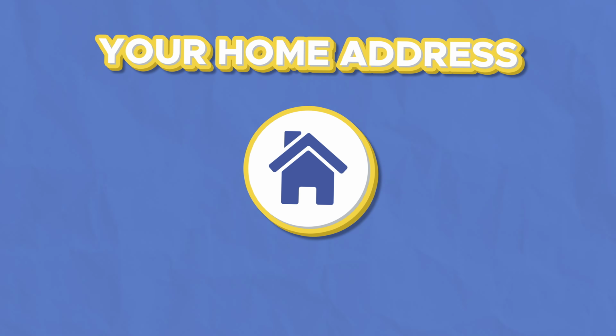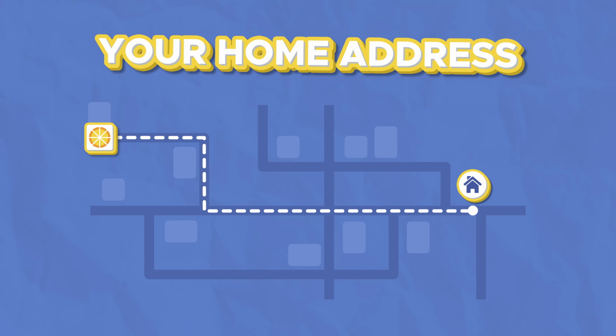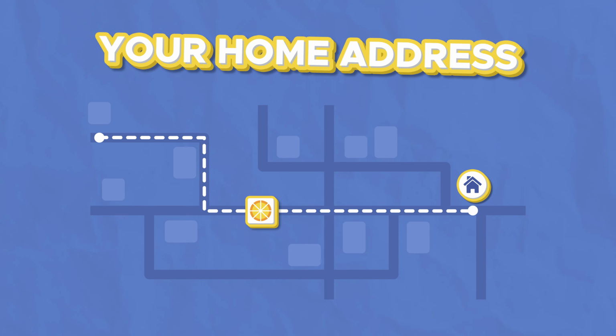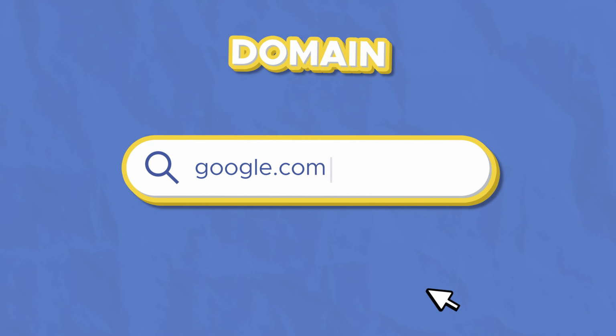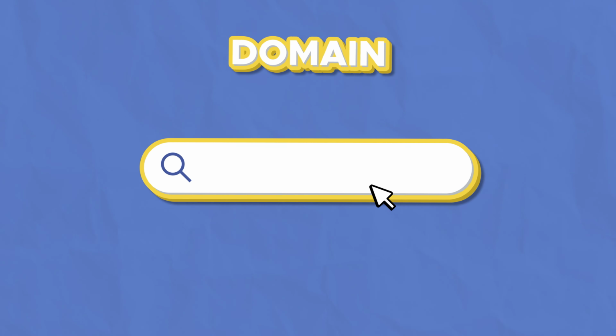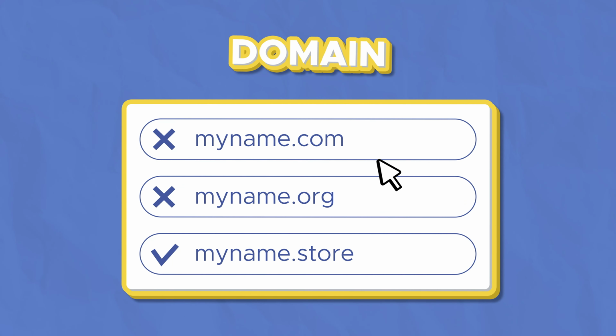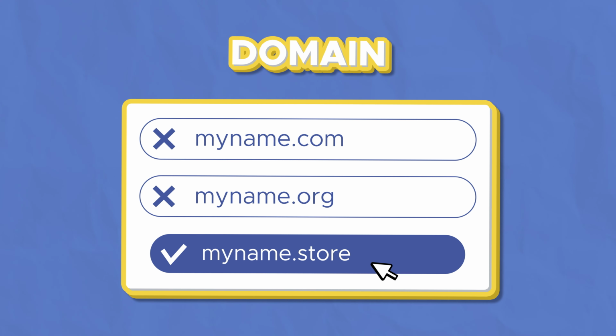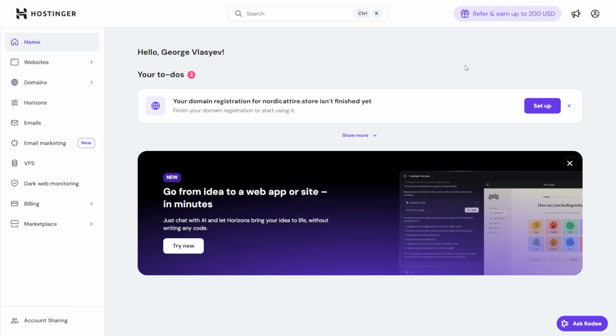Just like a home address lets the delivery guy find you to bring pizza, a domain helps people find your service on the internet. For example, google.com, youtube.com. You can name your site after your brand or your own name. The key is to pick a name that's memorable and available. Okay, now let's register it.